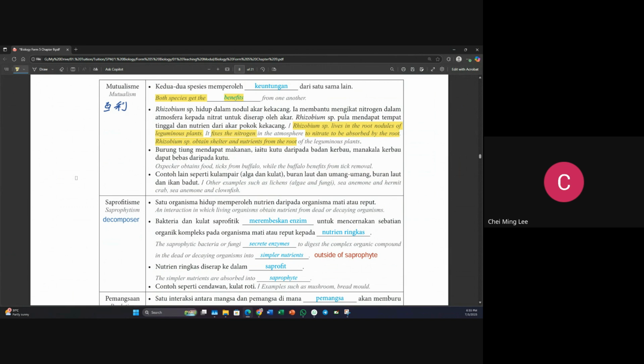Leguminous plants are those like your peanuts. Then, like the oxpecker, it obtains food, ticks, from the buffalo, while the buffalo benefits from tick removal. Ticks look something like a fly, but they absorb blood. And then we have lichen, the algae and fungi, and sea anemone and hermit crab. Lichens, sea anemone and hermit crab, sea anemone and clownfish.